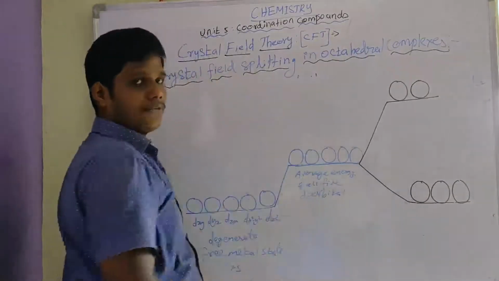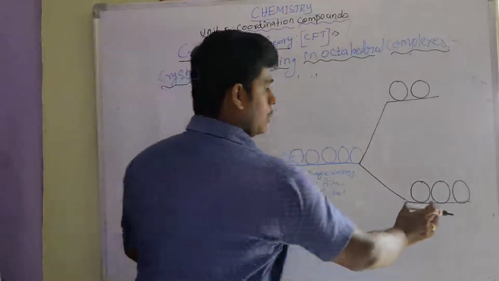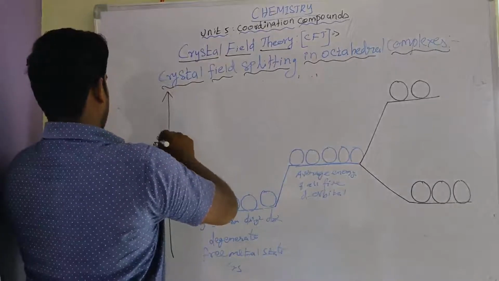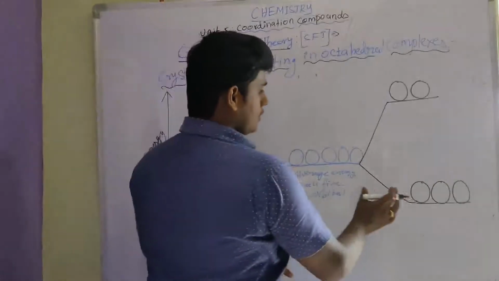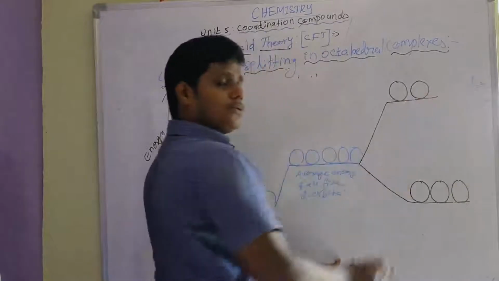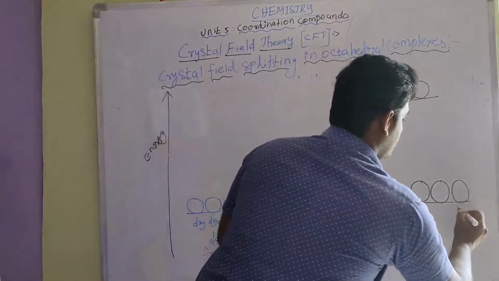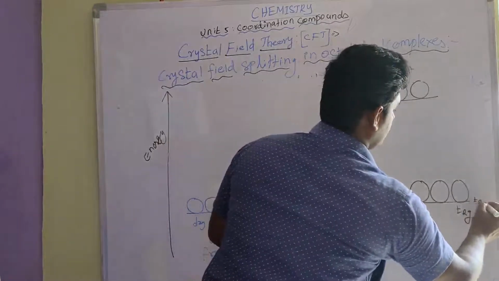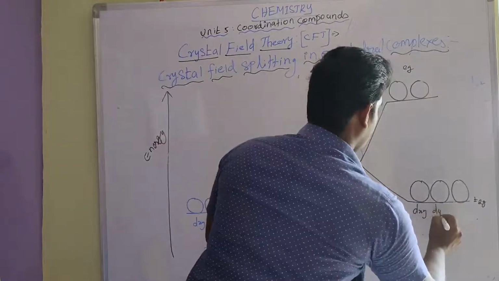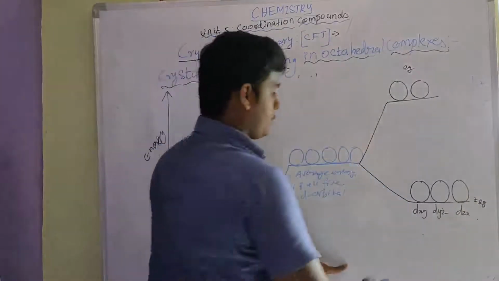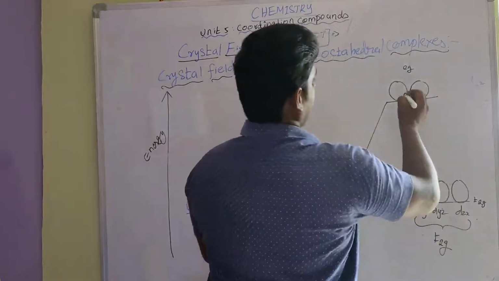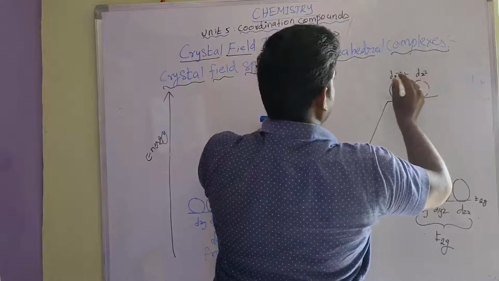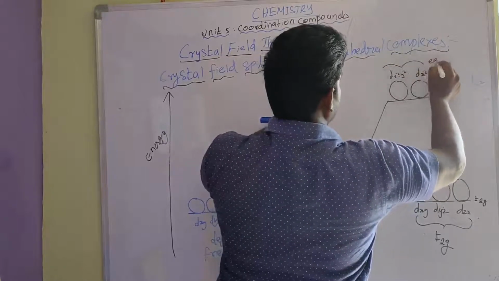So the five d orbitals split into two sets of energy levels, a low energy level and a high energy level, because the energy always increases upward. Three d orbitals are at low energy, called the T2g set: dxy, dyz, dzx. The other two d orbitals are at high energy, called the Eg set: dx square minus y square and dz square.